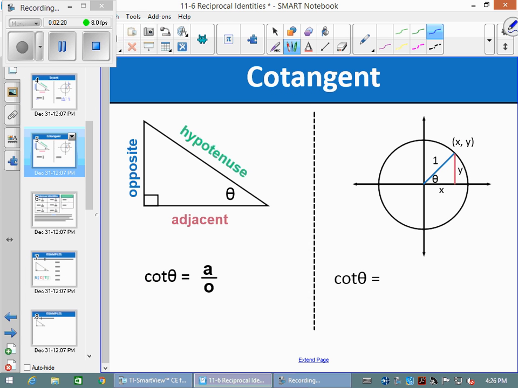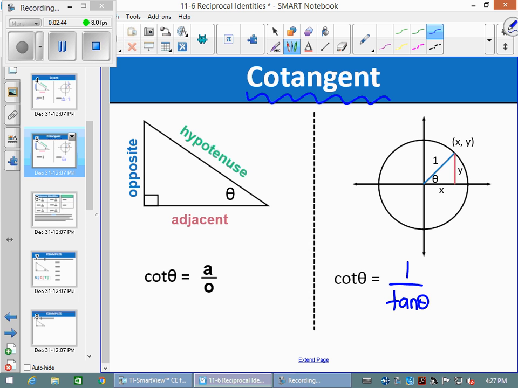And the last of these three reciprocal functions is cotangent. Now cotangent is kind of a nice one because cotangent does share the word tangent with its reciprocal relationship. So instead of tangent being opposite over adjacent, cotangent is adjacent over opposite. Cotangent is 1 over tangent, the reciprocal.